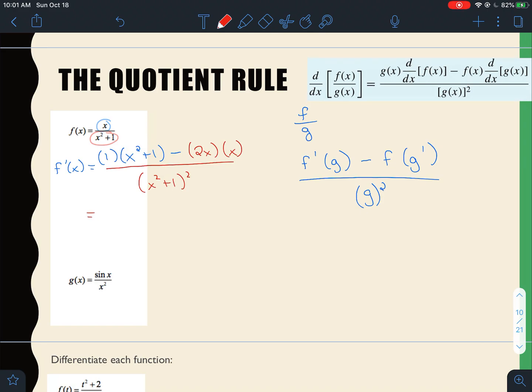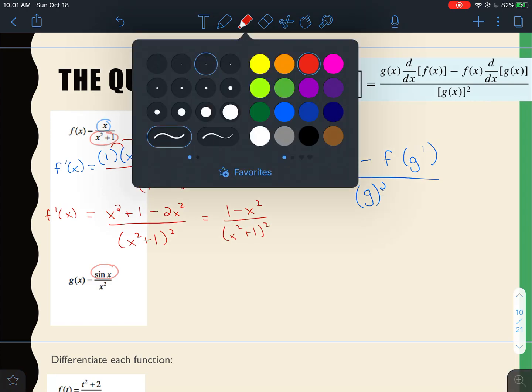Now on quotient rule, sometimes it'll cancel nicely. So if I look at this, the numerator, if I distribute that 1, I get x squared plus 1. Then minus 2x times x is 2x squared. Then all over x squared plus 1 squared. And so the numerator would cancel to 1 minus x squared, and then all over x squared plus 1 squared. So that would be the derivative simplified a little bit with the quotient rule. Okay, let's look at the next one.